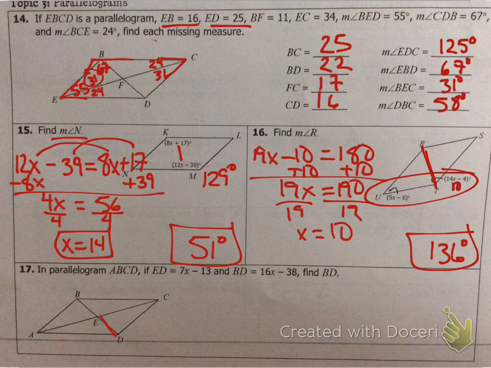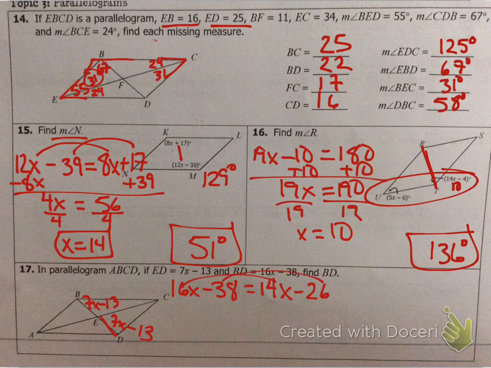So for number 17, you're saying here this is 7x minus 13. Keep in mind that that means this is also 7x minus 13. Add those together, you get 14x minus 26. And that would equal the whole diagonal, which is 16x minus 38.